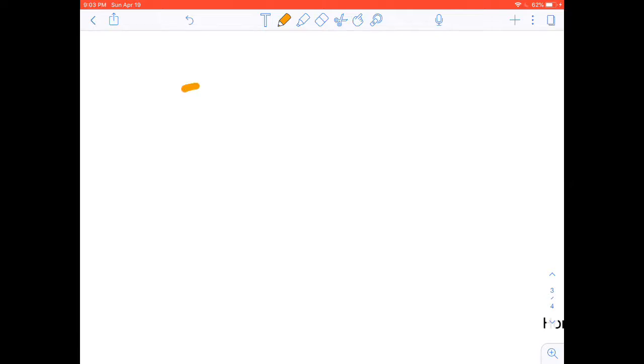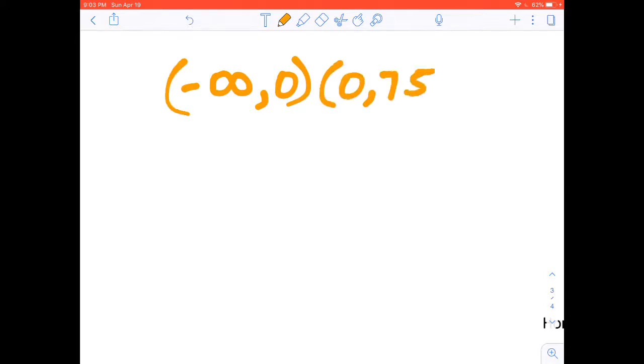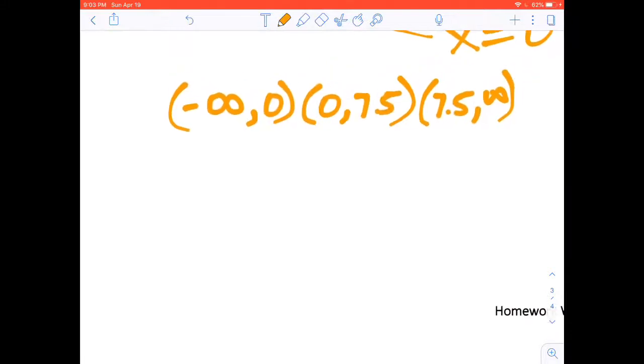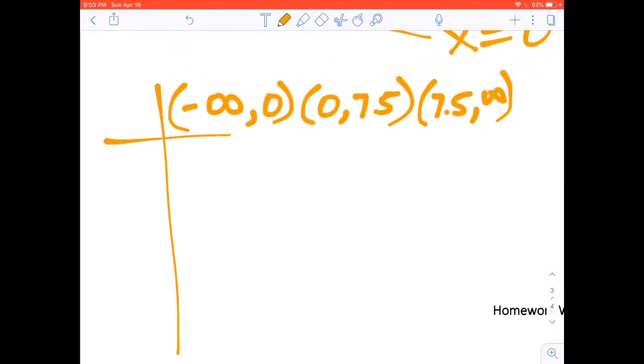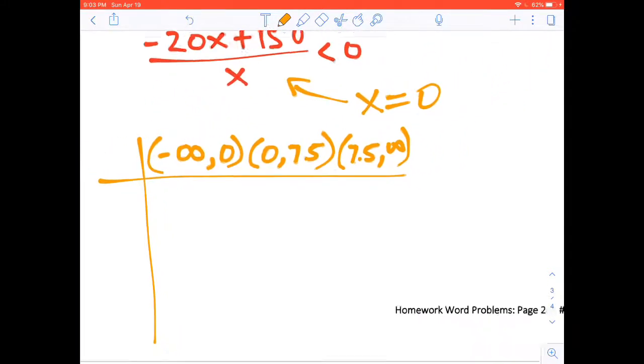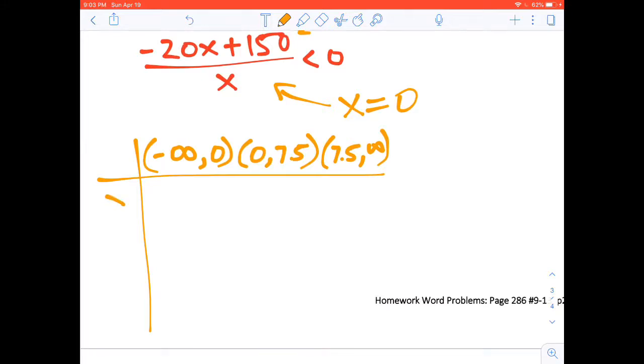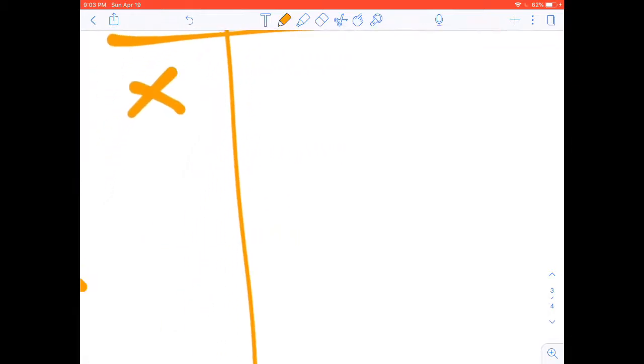So we're going to go from negative infinity to 0, from 0 to 7.5, and then from 7.5 to infinity. Our factors in this case, from our equation, we had x on the bottom, and we also have negative 20x plus 150. So we'll put those in here.